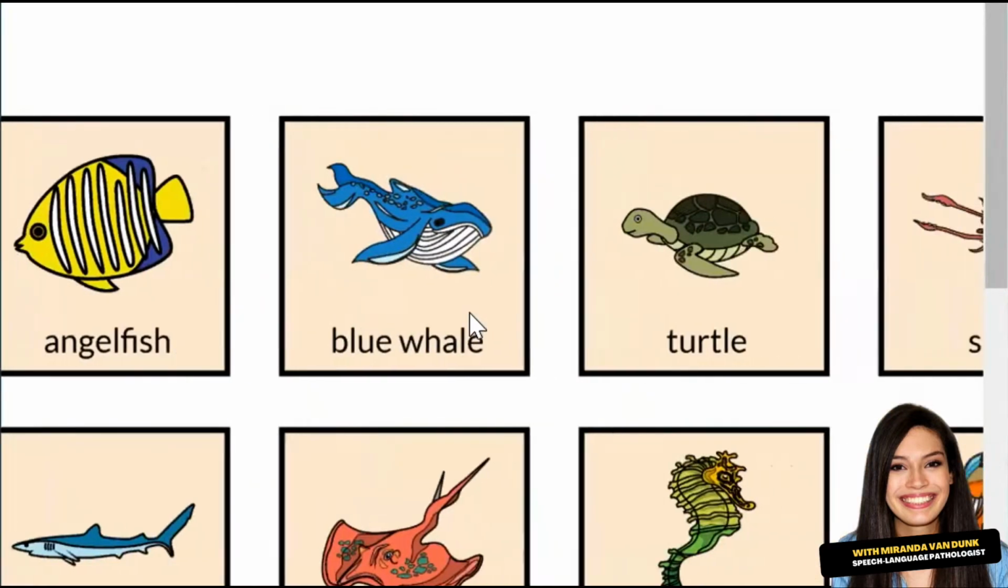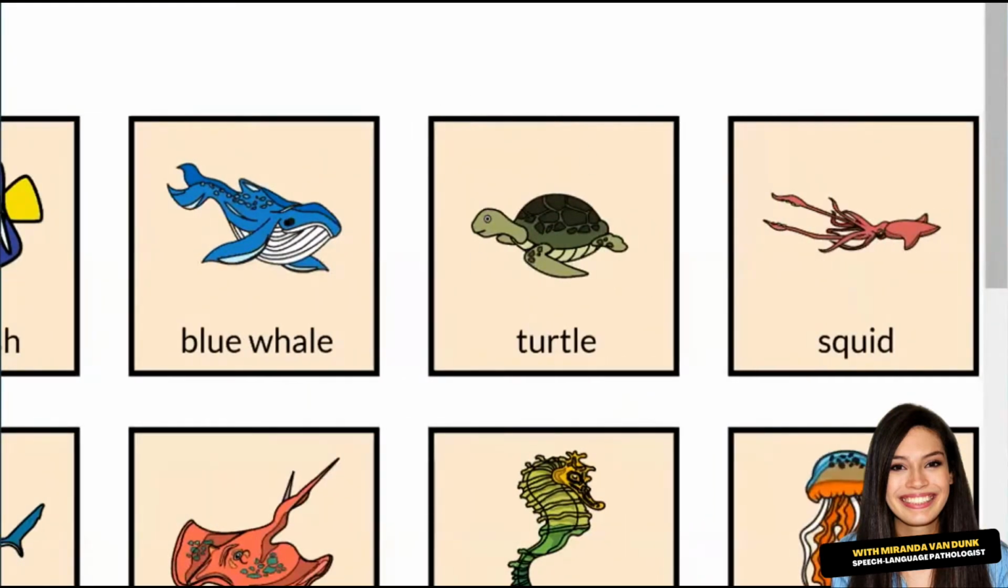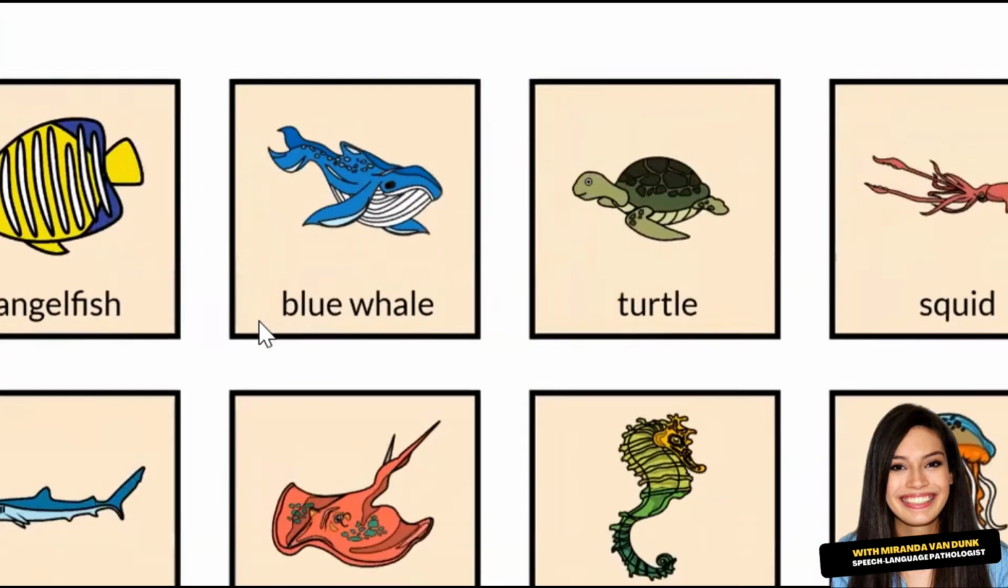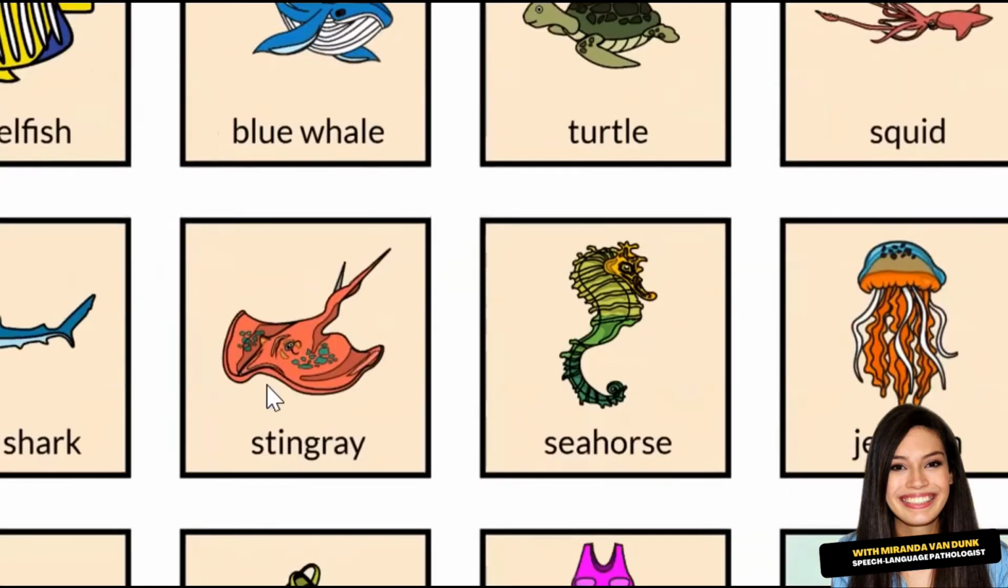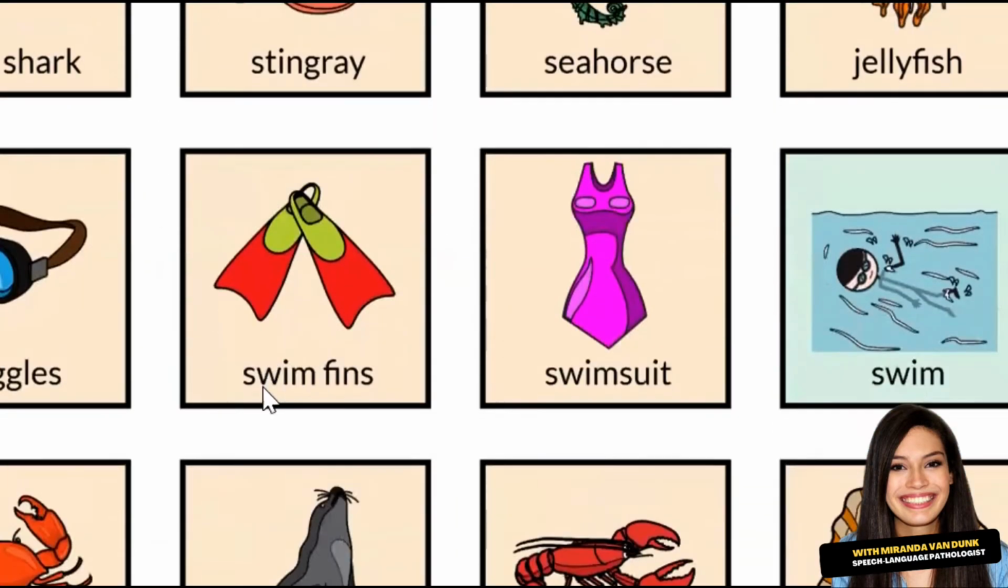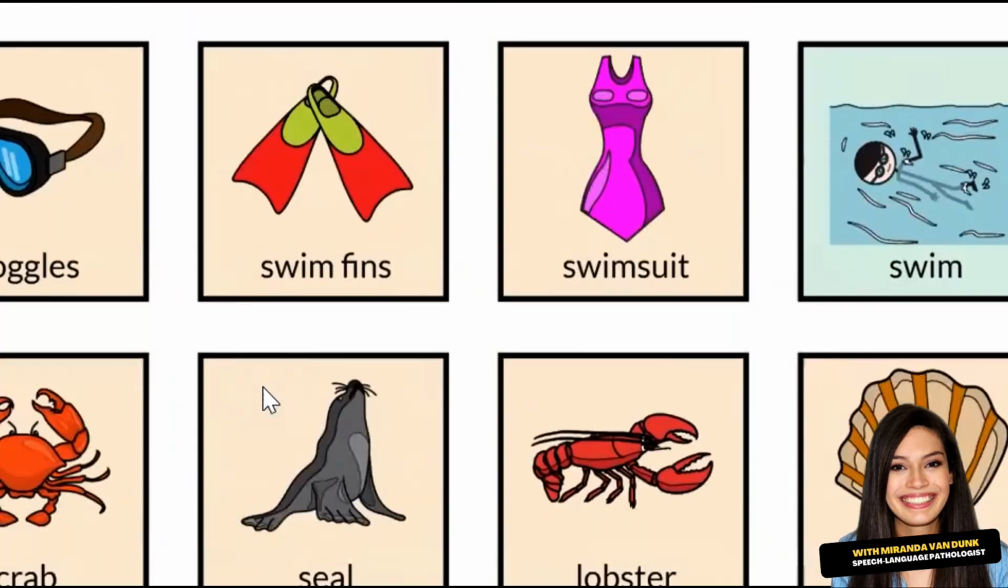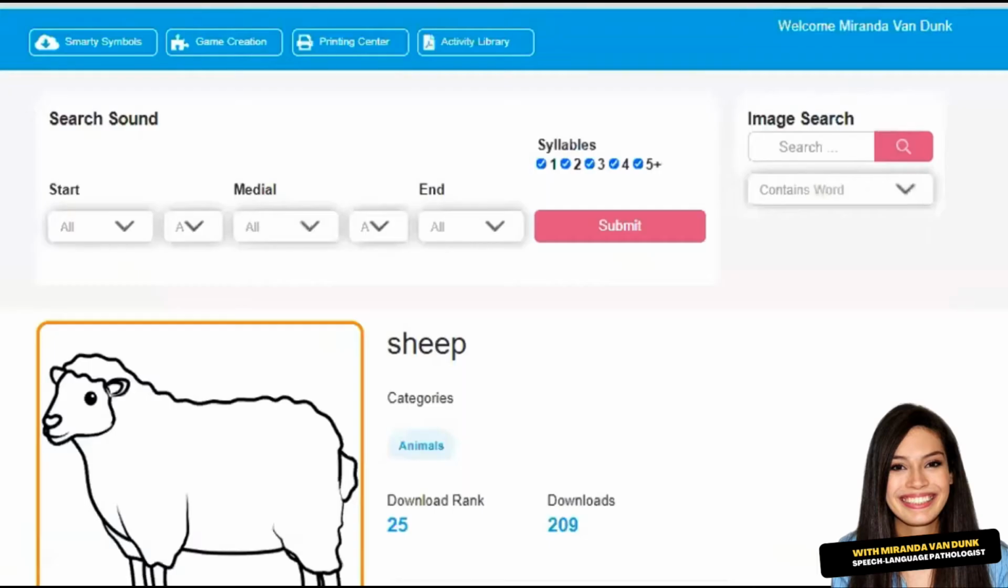For this activity, I used a lot of the grid templates. So I was able to make all of these different visuals and pop in all of the sea creature and ocean visuals that I wanted to use. So I'm going to show you in Smarty Symbols.